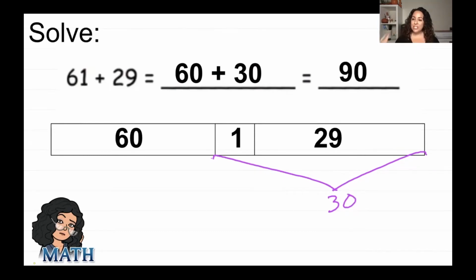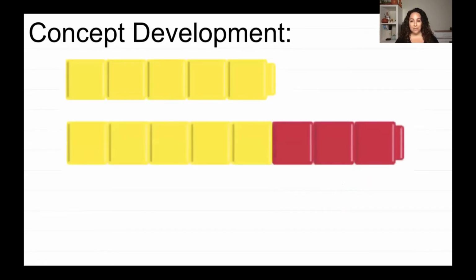Okay, now I've shown you how to use a tape diagram with addition. So how are we going to use a tape diagram with subtraction? Let's go ahead and do that. But before we get started on that, let me introduce you to the concept. I have 5 yellow cubes, and down below you can see I have 5 yellow cubes, but I also have 3 red cubes.